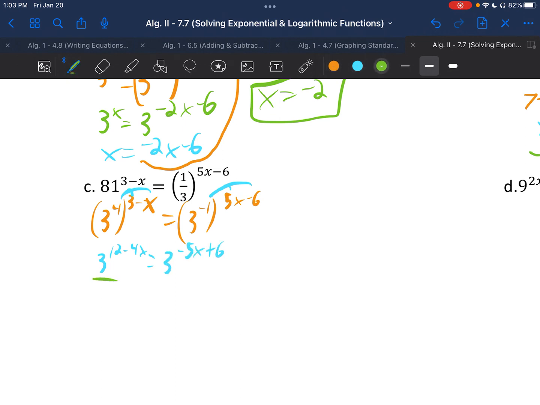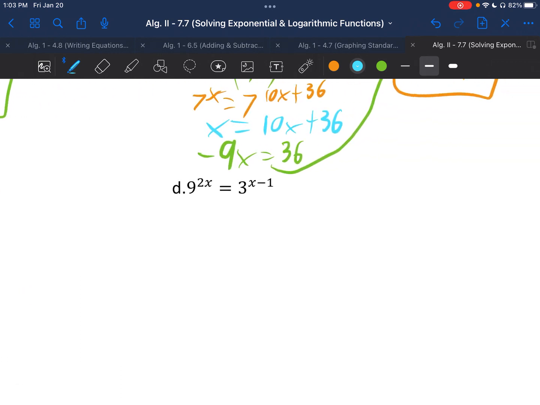So now since the bases are the same, we can set those exponents equal to each other and get 12 minus 4x is equal to -5x plus 6. From here, I'm going to add 5x to each side and get x on the left. I'm going to subtract 12 from each side and get -6. So I get x equals -6.